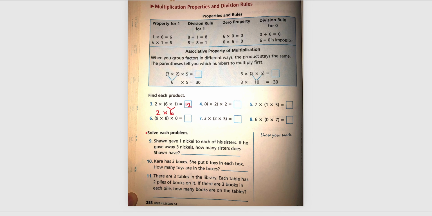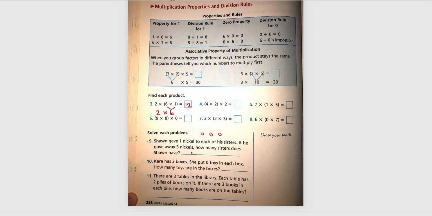Again, our directions are solve each problem, and we're on number 9. Follow along with me, please. Sean gave 1 nickel to each of his sisters. If he gave away 3 nickels, how many sisters does Sean have? Well, now this we just need to think about. If he gave 1 nickel to each of his sisters, and if he gave 3 nickels away, I'm just going to draw 3 nickels here, 3 pretend nickels. We'll say those are our nickels.